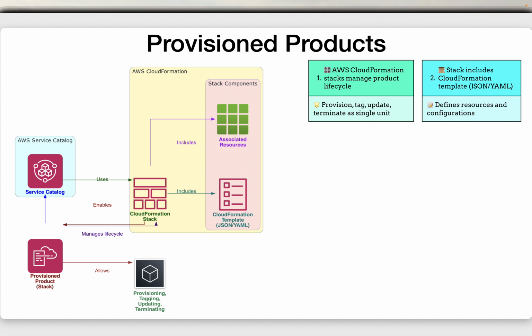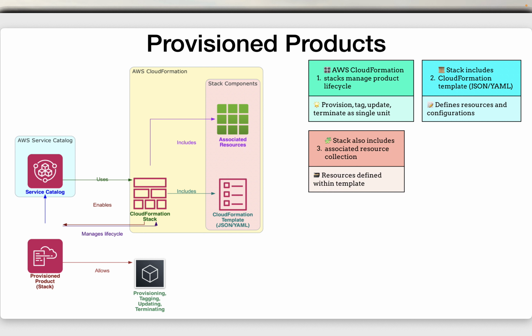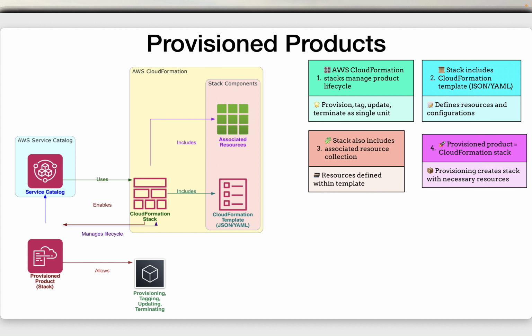Okay. An AWS CloudFormation stack includes an AWS CloudFormation template, which can be written in either JSON or YAML format, defining the resources and configurations of the stack. In addition to the template, a stack also includes its associated collection of resources that are defined within the template. In the context of AWS Service Catalog, a provisioned product is equivalent to a CloudFormation stack. When a product is provisioned, it creates a stack with the necessary resources.